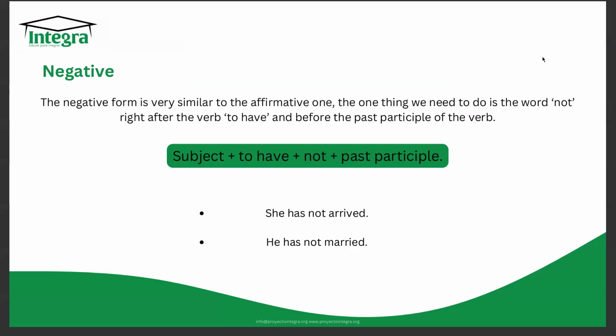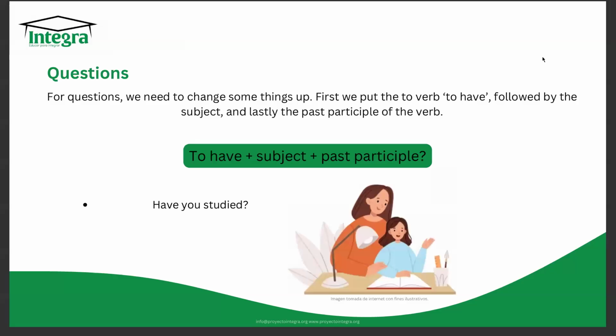The negative form is very similar to the affirmative one. The one thing that we need to do is add the word not. So we add the word not in between to have and the past participle. So it is subject plus to have plus not plus past participle. For example, she has not arrived. She being the subject, then has, then the word not, and then arrived. Past participle is arrived with ed. And he has not married.